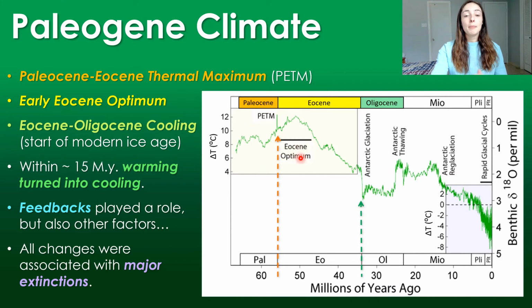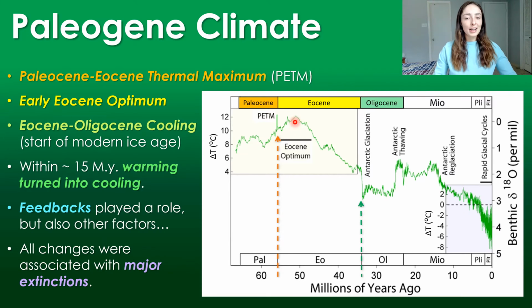And this optimum happened in the Early Eocene right after the PETM. It wasn't as much of an abrupt spike as it was a broadened warming period of time. And then later, after that optimum, a bunch of cooling happened for the rest of the Eocene, mid to late Eocene, and into the Oligocene. And right at the Eocene-Oligocene boundary, there was the Eocene-Oligocene cooling, which marks the start of the modern Ice Age. These events mark a period of around 15 million years where it went from extreme warming to extreme cooling.